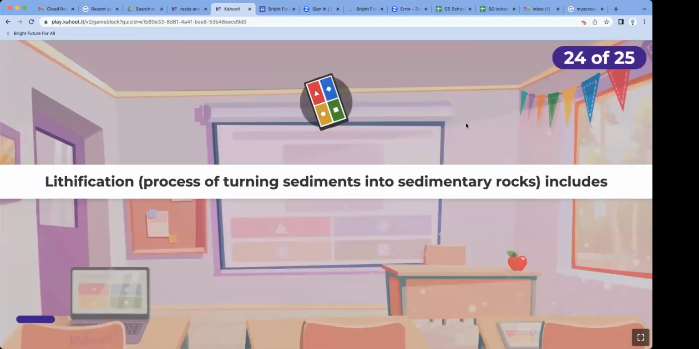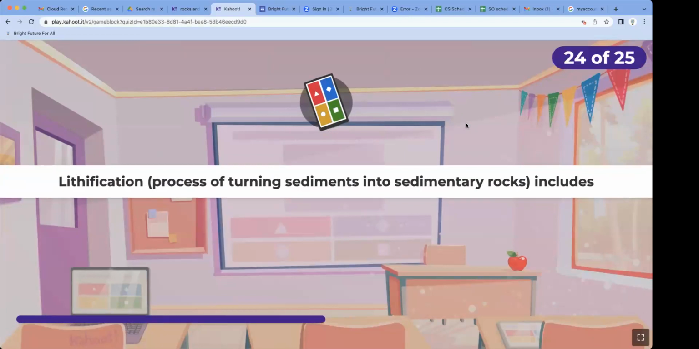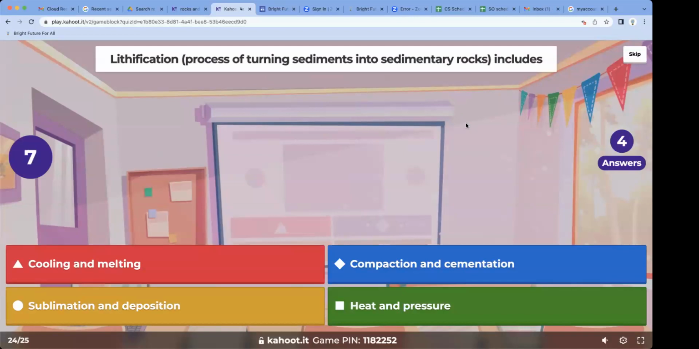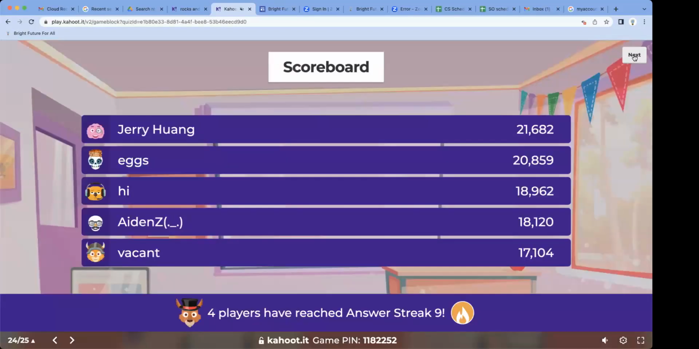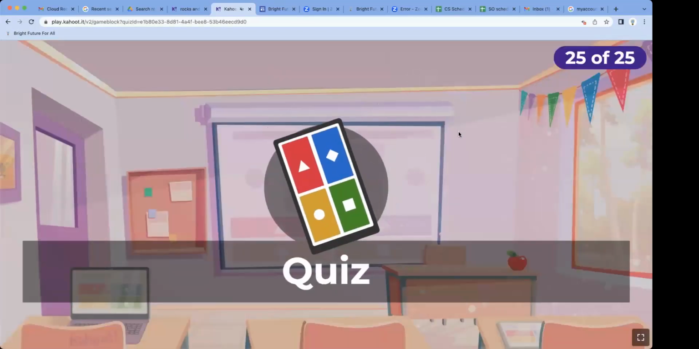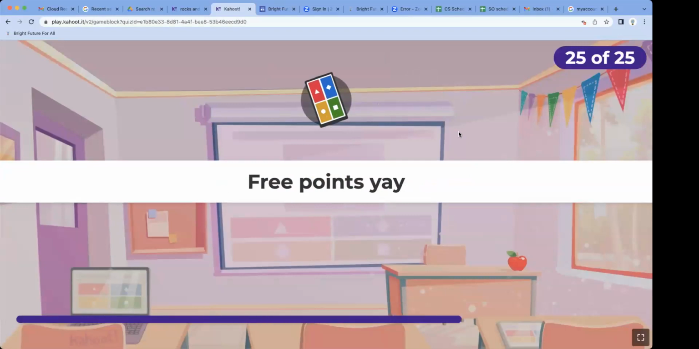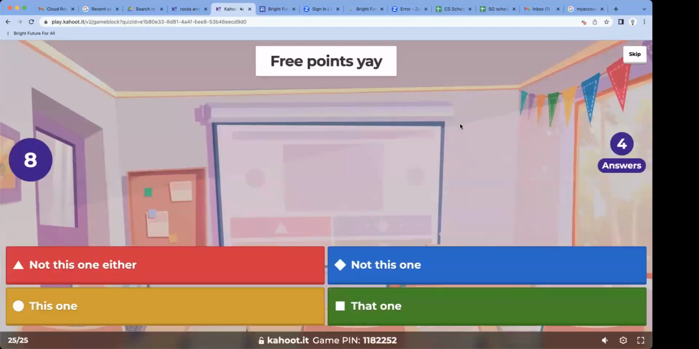Lithification includes which of the following? Yeah, it includes compaction and cementation. Kind of just have to memorize that one. 3 points, yay. Read carefully.